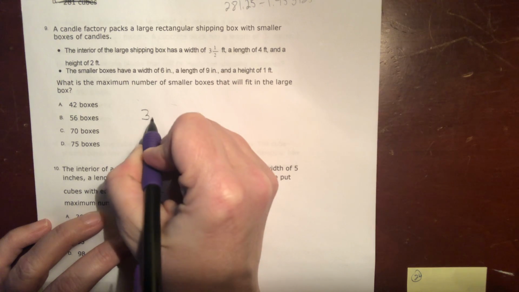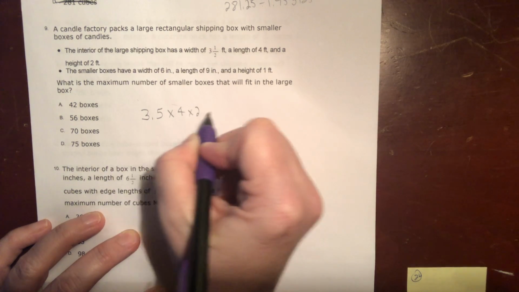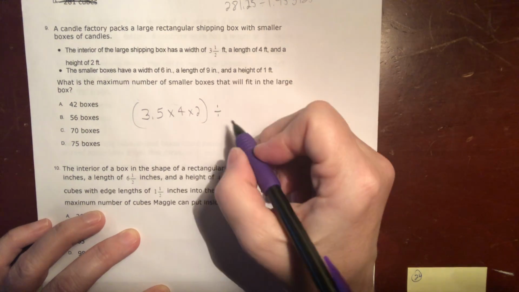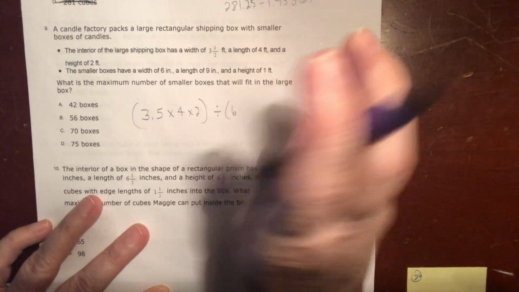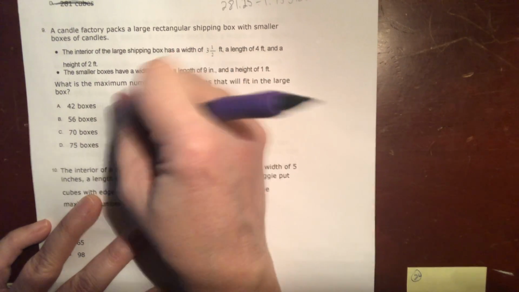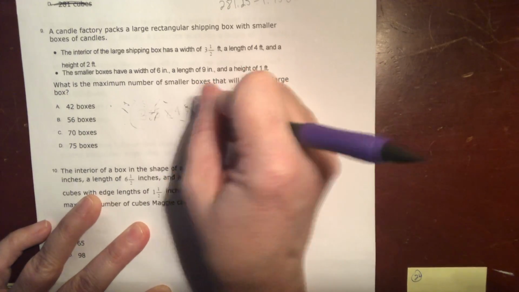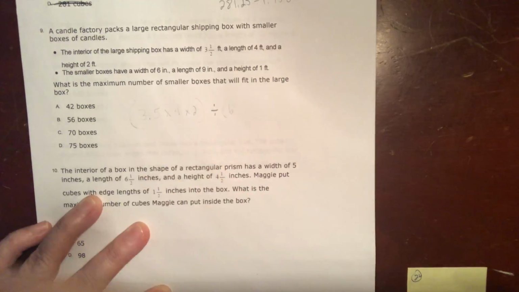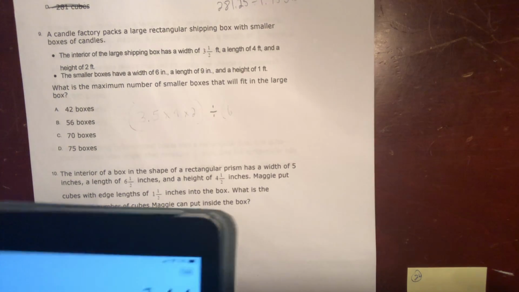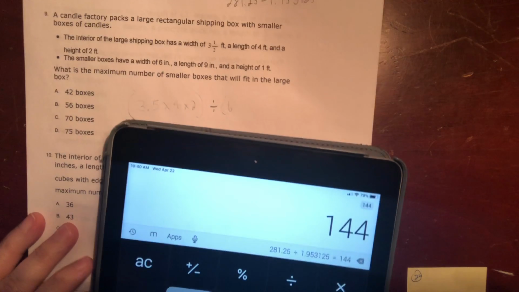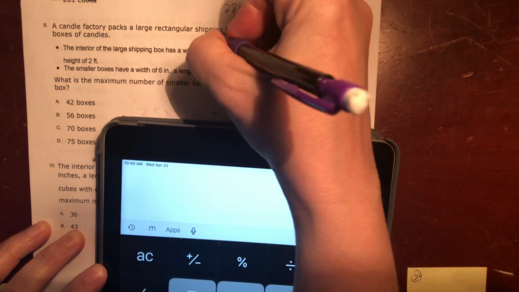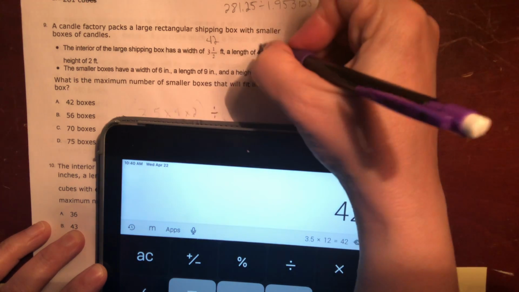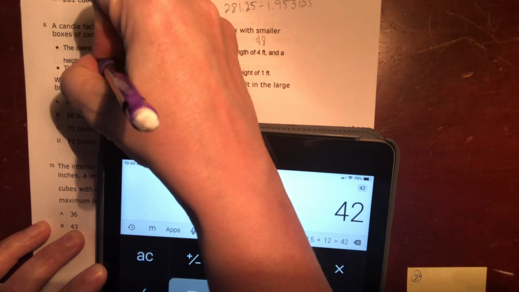So we're going to do 3.5 times 4 times 2 divided by 6. Ooh, these are feet. Gotta change that first. So how do we turn feet into inches? We multiply by 12. Okay, so 3.5 times 12 is 42 inches. 4 times 12 is 48 inches, and 2 times 12 is 24 inches.